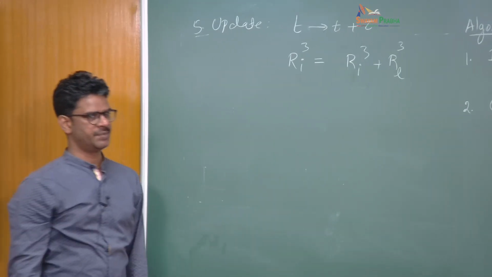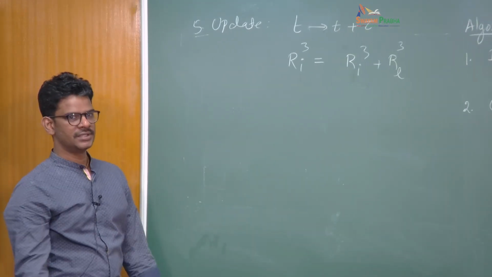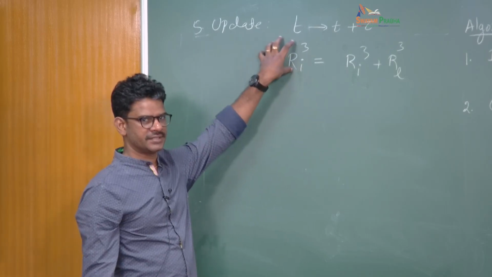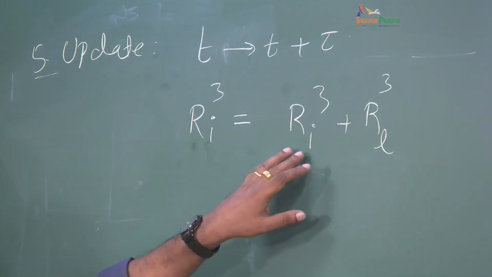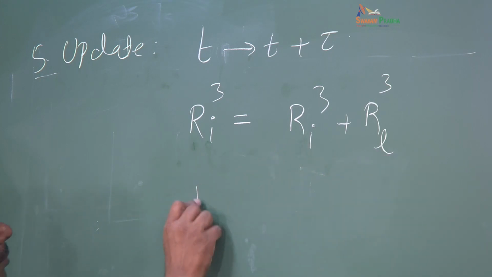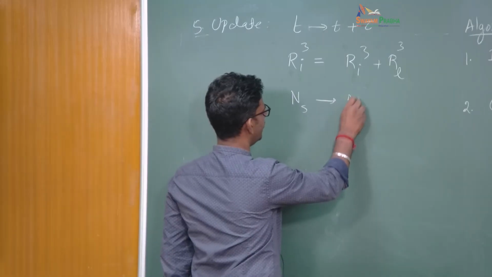Okay, the volume has to be conserved due to the collision. So we update that the new ith particle's radius cube is going to be the sum of the old ith particle's cube and L cube, and then update also the number of particles from ns to ns minus 1.